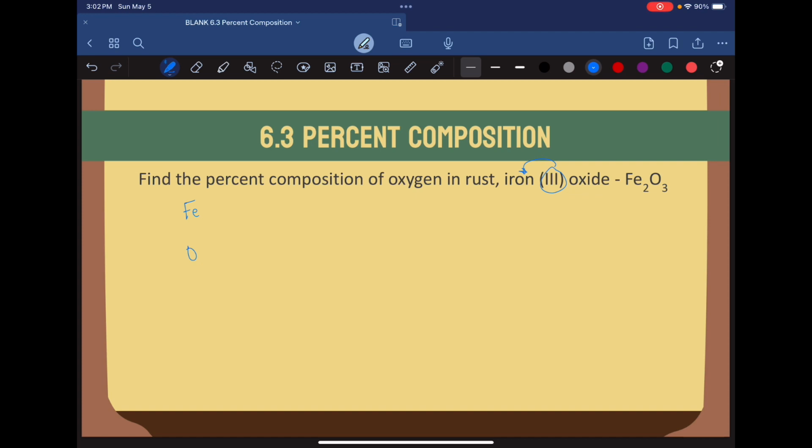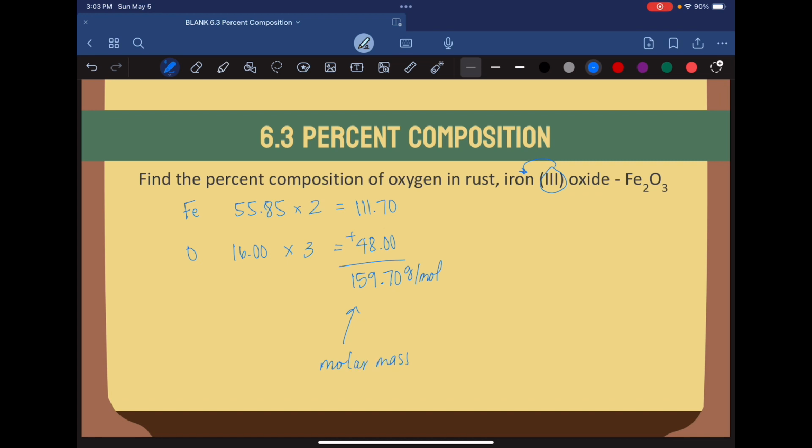Look for iron's mass on the periodic table, which is 55.85. And I have 2 of them. So 55.85 times 2 is going to give me 111.7. Oxygen is 16.00, and I have 3 of those. So that's going to be 48. And you want to add those together because you're getting the sum. And that's going to be 159.70 grams per mole. Remember, this is your molar mass, so your mass of the compound.